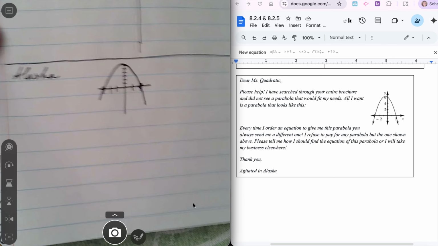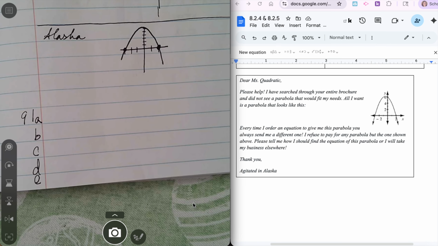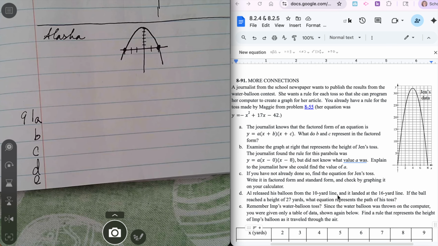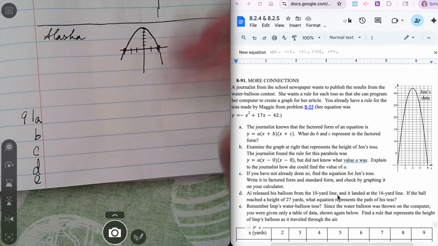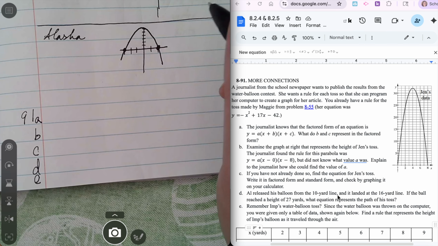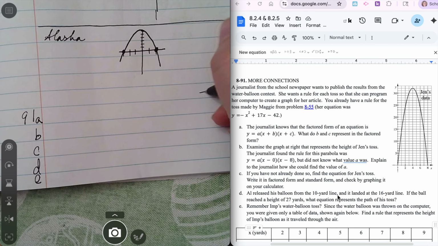Okay. As you move on down into 91, they're referring back to our water balloon problem from a few class periods ago, where you had a graph paper with those 4 different parabolas that we were looking at. It says a journalist from the school newspaper wants to publish the results from a water balloon contest. She wants a rule for each toss so she can program her computer to create a graph for her article. You already have the rule for the toss made by Maggie from problem 855. So we already have Maggie's. That is negative x squared plus 17x minus 42.